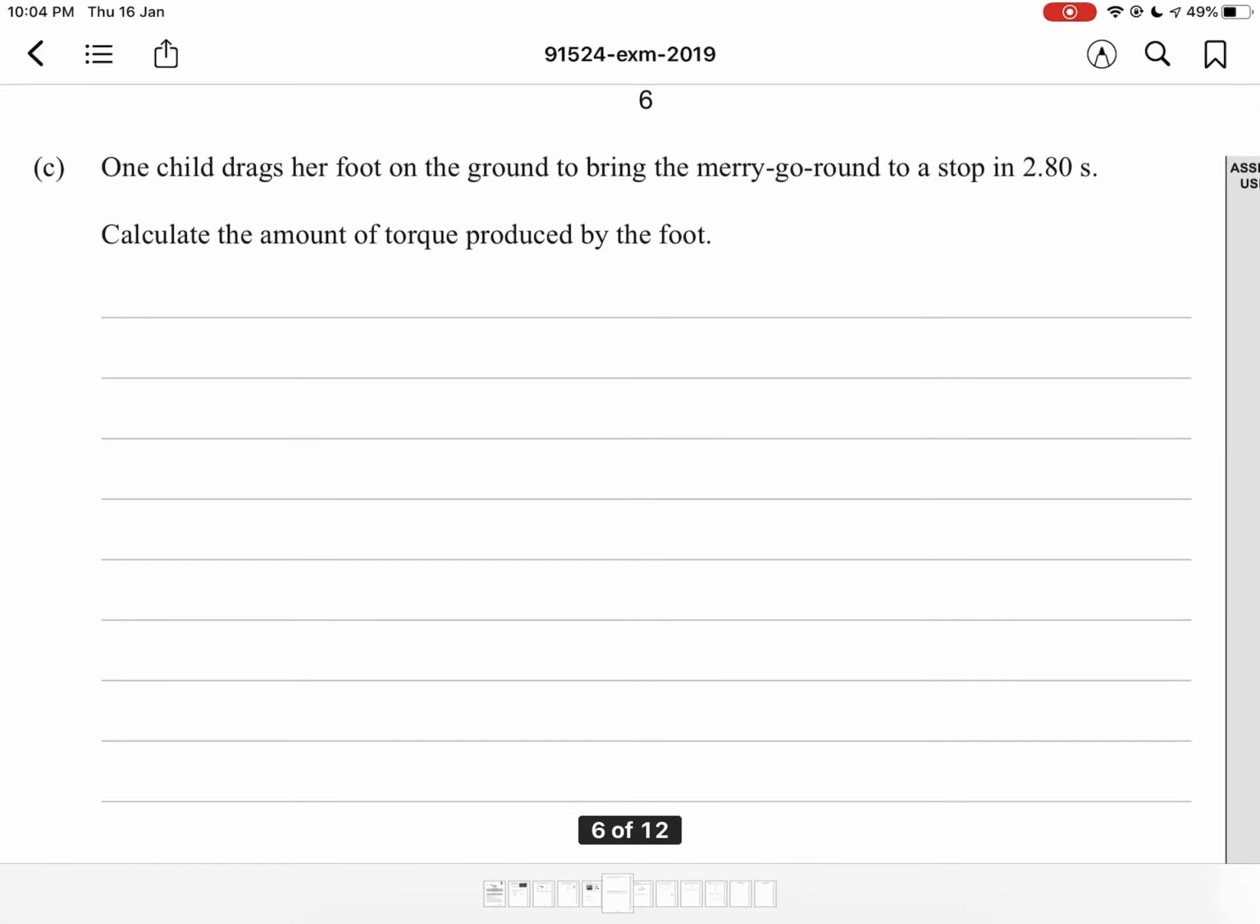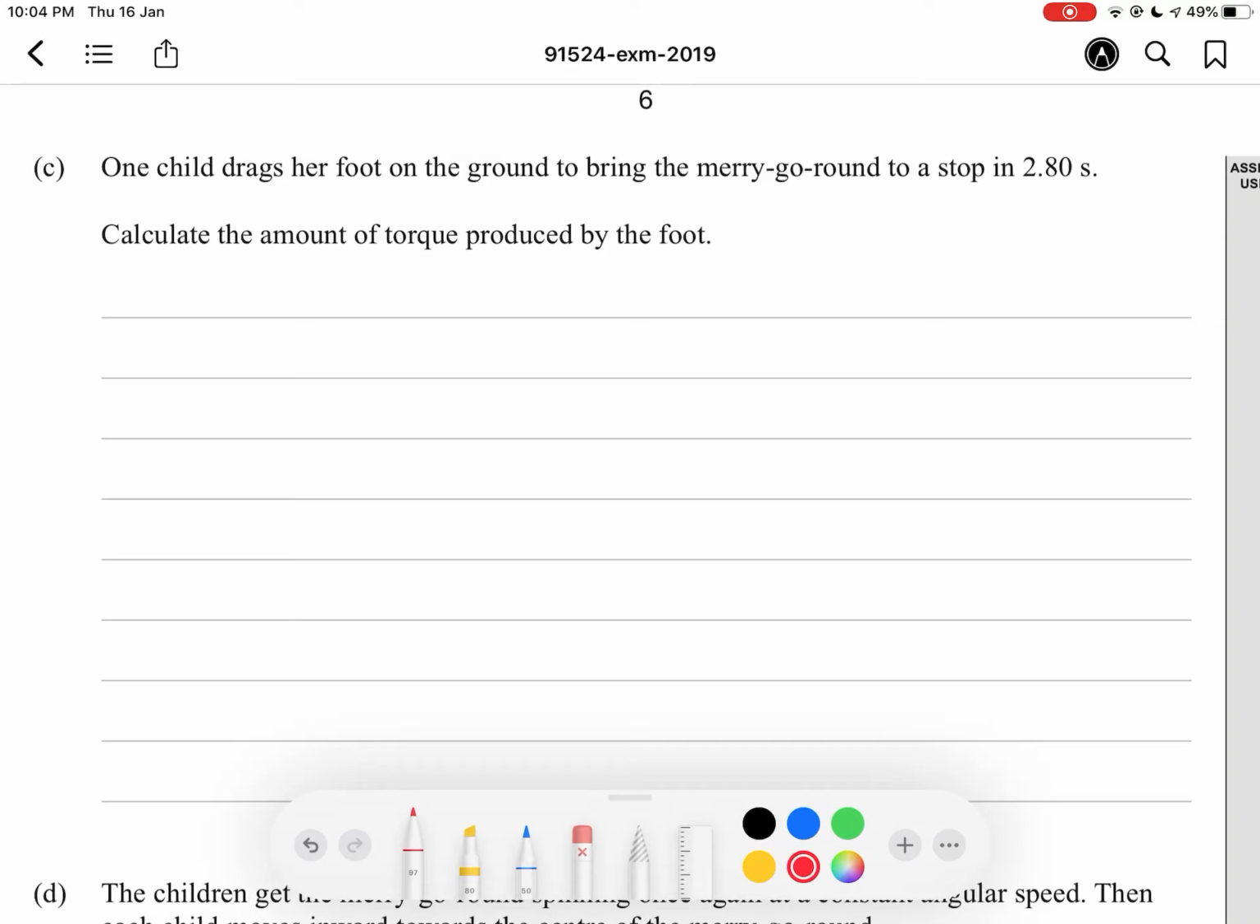Question C. One child drags a foot on the ground to bring the merry-go-round to a stop in 2.8 seconds. Calculate the amount of torque produced by the foot. Alright, so looking at our formula sheet, we have a torque equation: torque equals the angular acceleration multiplied by the rotational inertia.